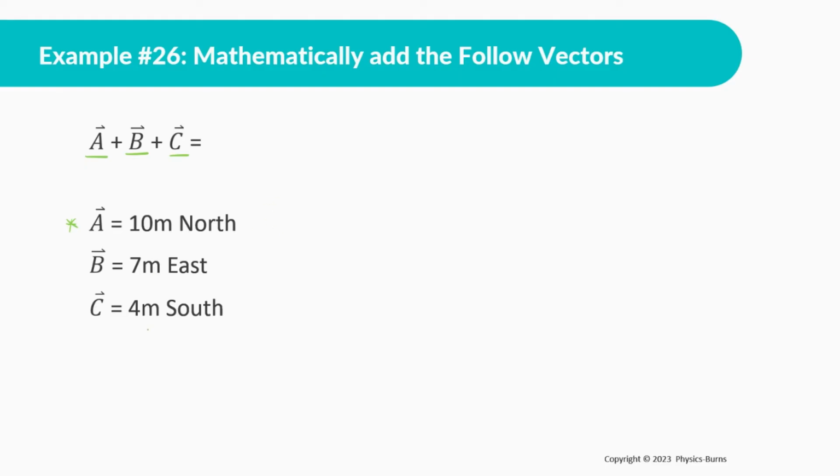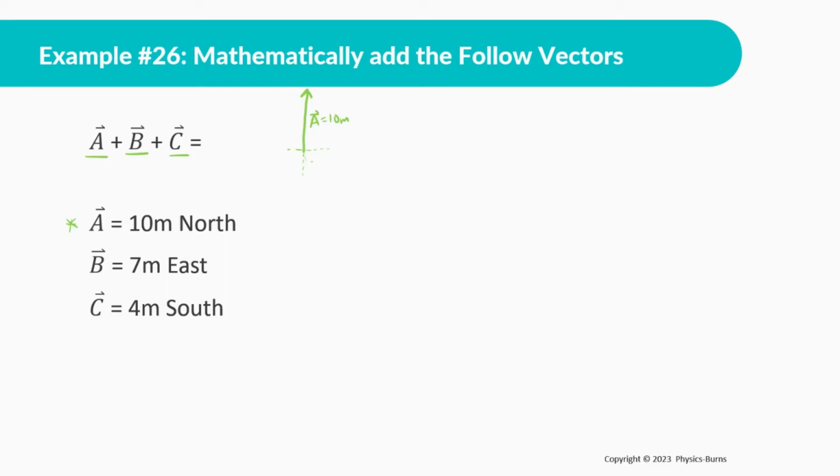So maybe I'll go up here. Okay. So vector A is 10 meters north. So I'm just going to draw a general vector A. Vector A is 10 meters north, so it's going to look something like this. I'm just going to draw A, 10 meters. Okay, that's fine.